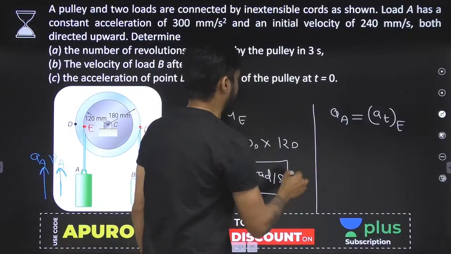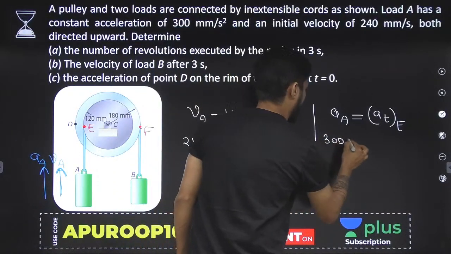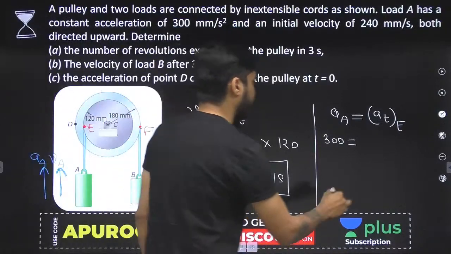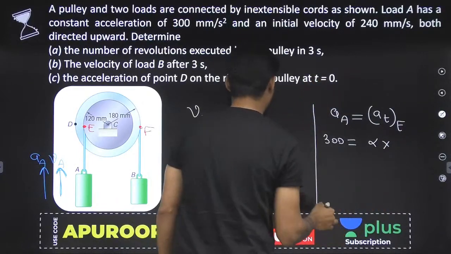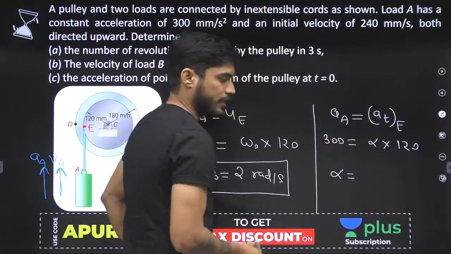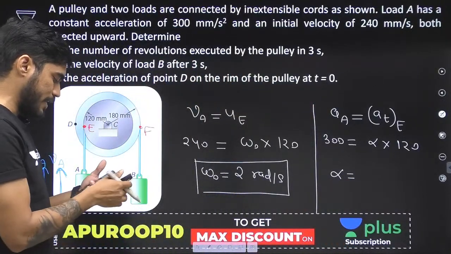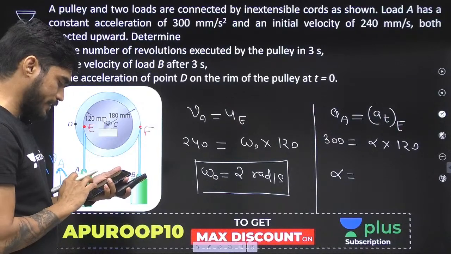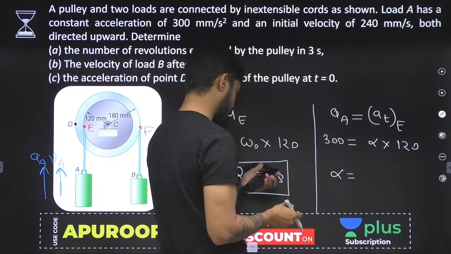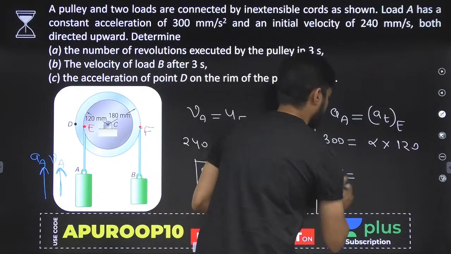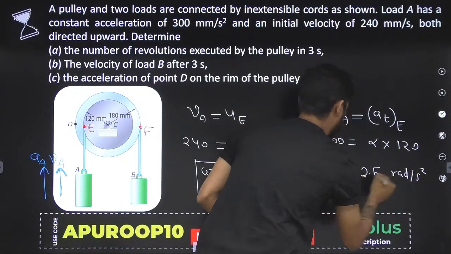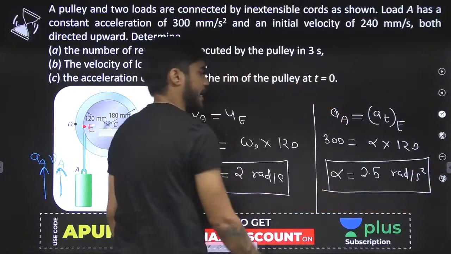Now what is the acceleration of A? 300 mm per second square. Tangential acceleration means alpha into r, and r is again 120. So alpha will be equal to 300 by 120. How much does it come to? 2.5. Yes, 2.5 radian per second square. So now I have omega naught and I have alpha.